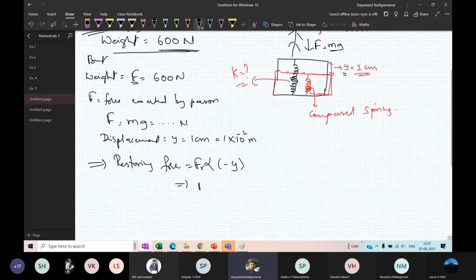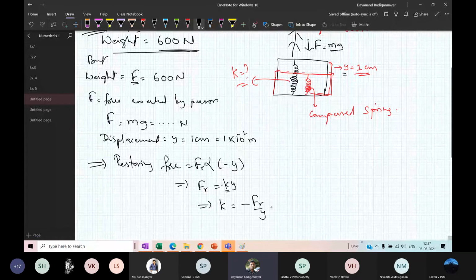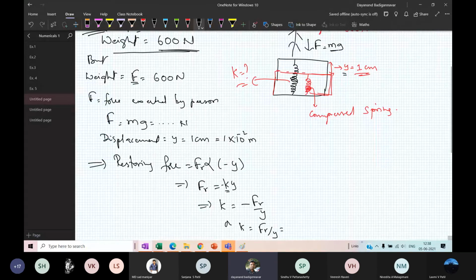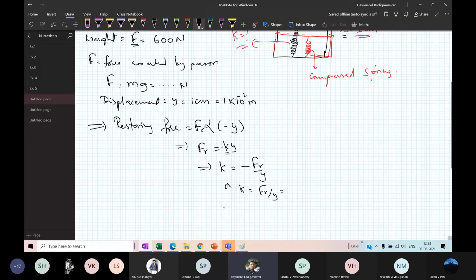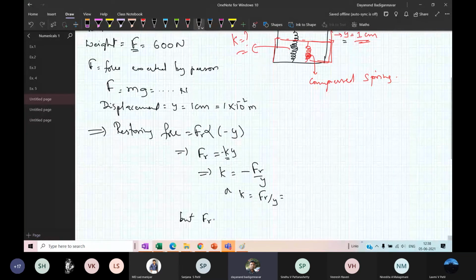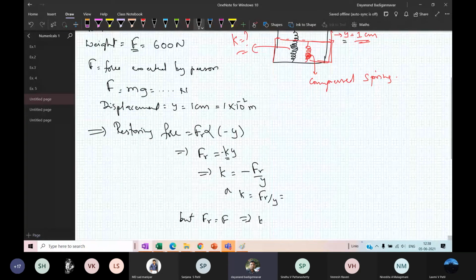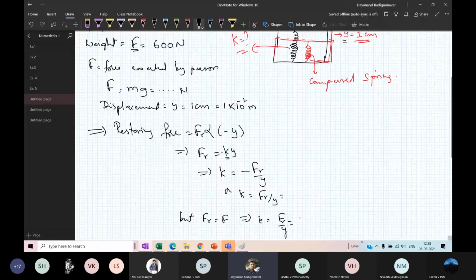So if I remove the proportionality sign, I get a constant times y, where k is the force constant or spring constant in this case. Therefore, k can be written as minus Fr divided by y, or simply k is equal to Fr divided by y. I only want the magnitude, not the direction. But at equilibrium, we know that Fr is equal to F. Therefore, k is equal to F divided by y.